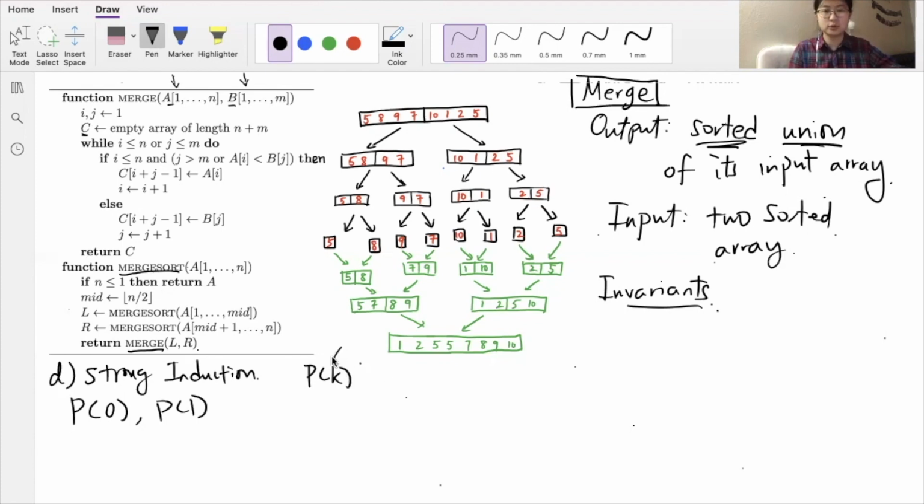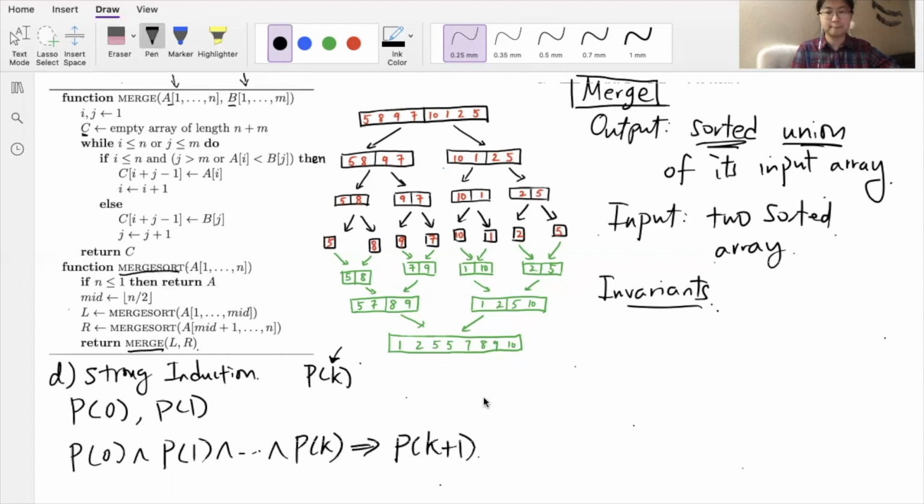So this means we're doing strong induction on the size of our input array. Okay. So we first want to check two base cases 0 and 1, and then we want to say that if everything works up to length, say K, then this also implies length K plus 1 works. All right, so these are our two steps.